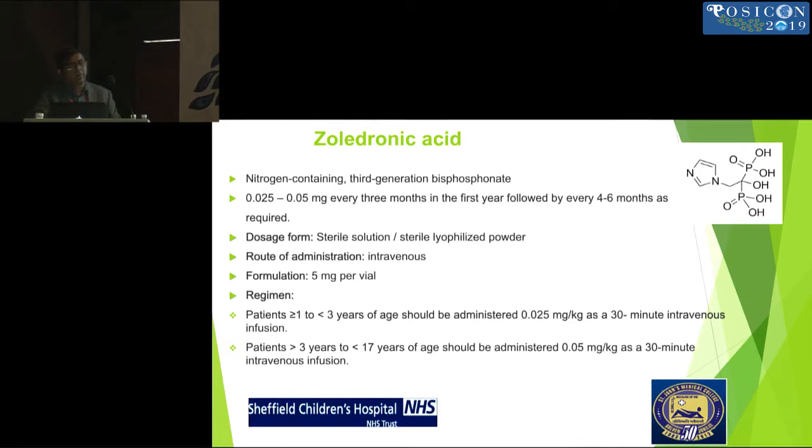Zoledronic acid, this is the one we use now in most of our children. It's about 0.025 to 0.05 milligrams every 3 months in the first year, followed by every 4 to 6 months as required. And this is also given as an IV infusion. It can be given as a rapid infusion, a 30-minute intervention, with a lot of pre and post saline infusion as well.